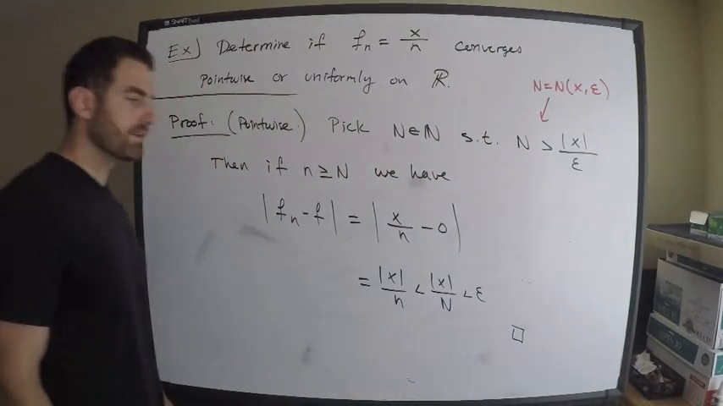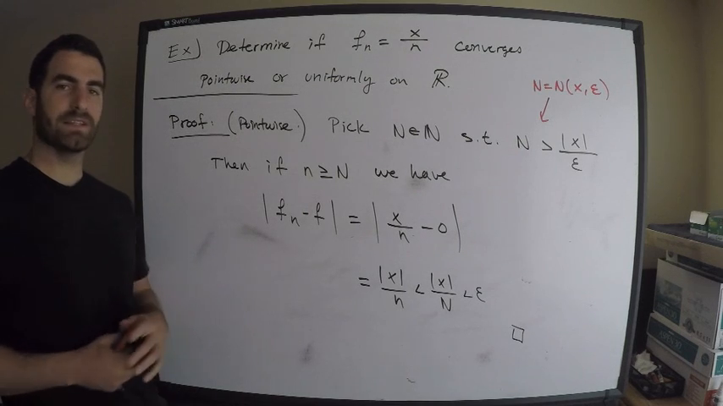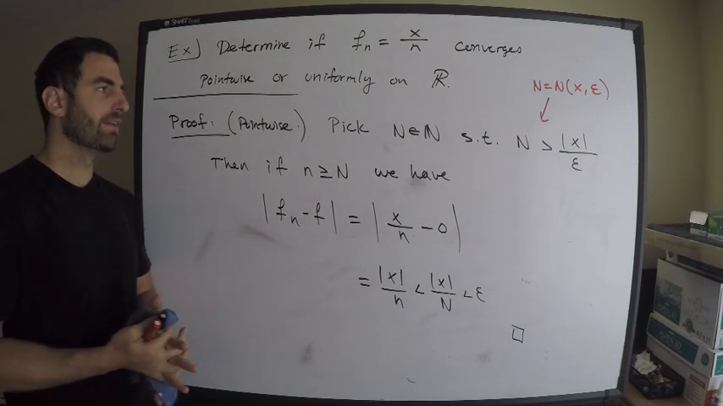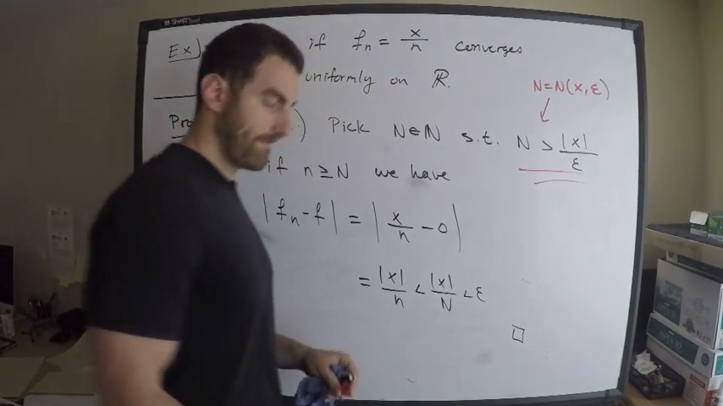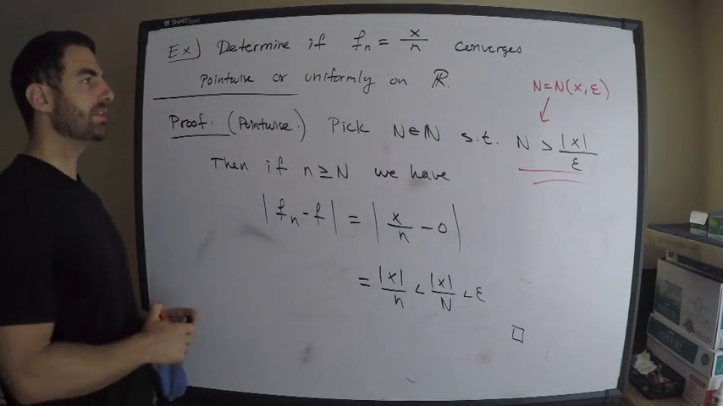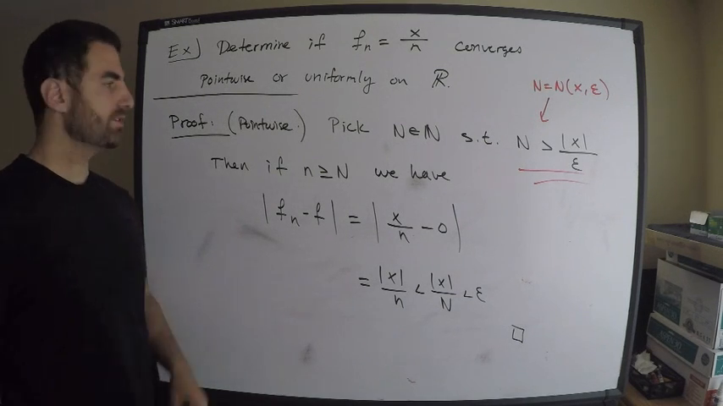So pointwise convergence is taken care of. I hope this makes sense. You need to do the scratch work beforehand so that you can choose the correct value of N. Now, let's look at uniform convergence. And do you think it converges uniformly?